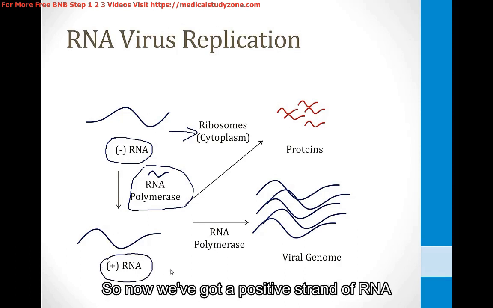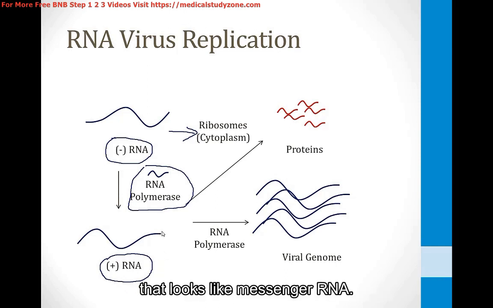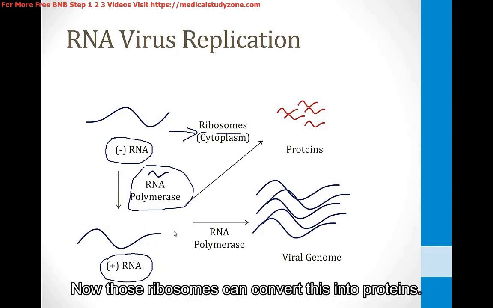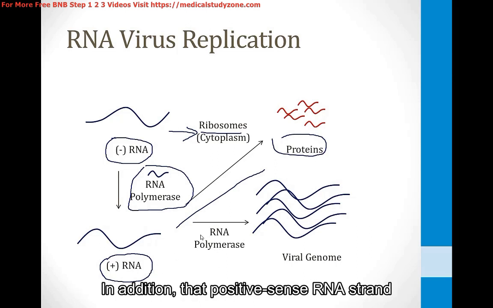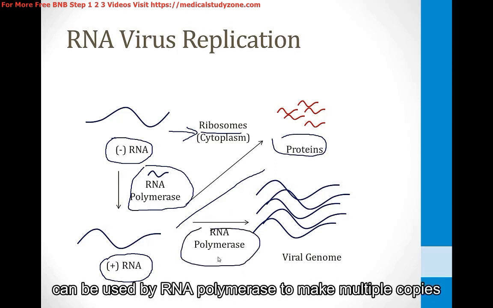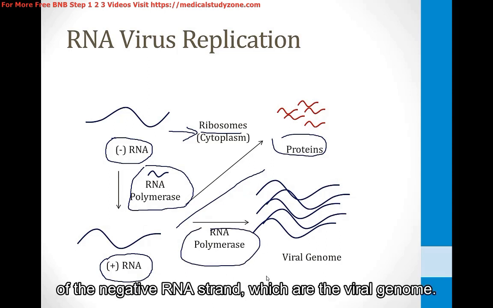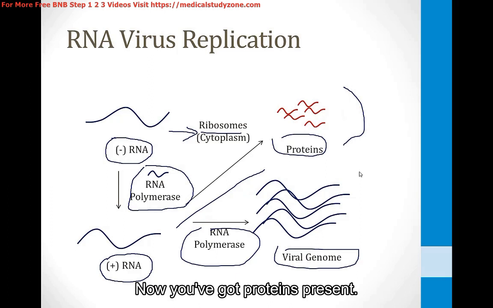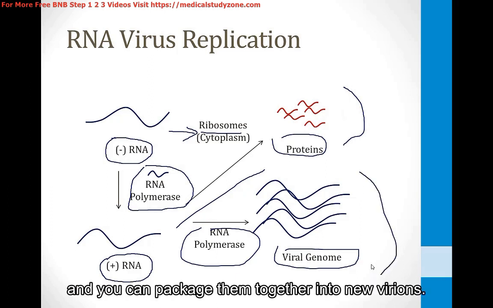So now we've got a positive strand of RNA that looks like messenger RNA. Now those ribosomes can convert this into proteins. In addition, that positive sense RNA strand can be used by RNA polymerase to make multiple copies of the negative RNA strand, which are the viral genome. Now you've got proteins present, you've got viral genomes present, and you can package them together into new virions.